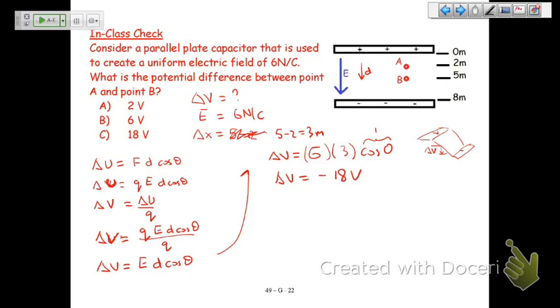Cool? So we could have just also said that delta V is equal to minus the integral of E dot ds, and that would have given us the same answer. There are so many ways of solving these problems. Some look easy, some look hard. They're all easy with practice. They're all hard without.